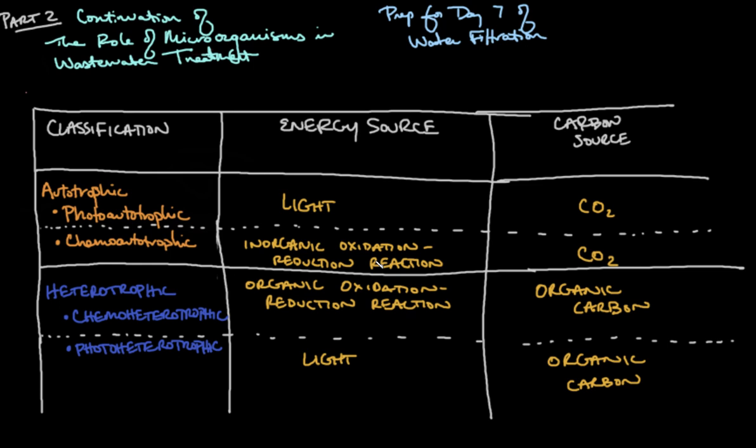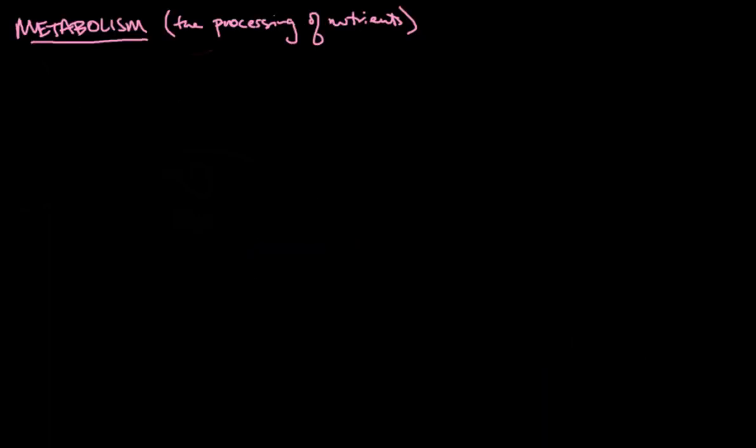Photoheterotrophs use light, and they use organic carbon as opposed to the inorganic carbon of carbon dioxide. They use some organic carbon source. And so you're going to jot that down to make sure you understand that and you understand this terminology. And you're going to need to commit this oxidation reduction stuff to memory. But we're going to spend a little bit more time building up to that.